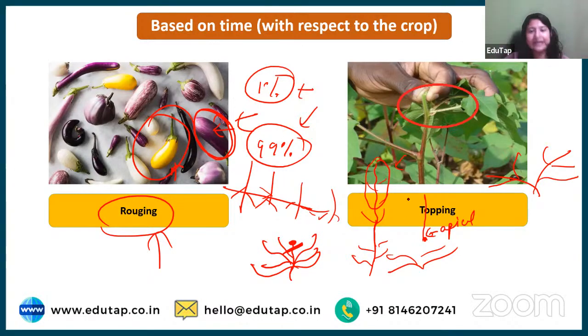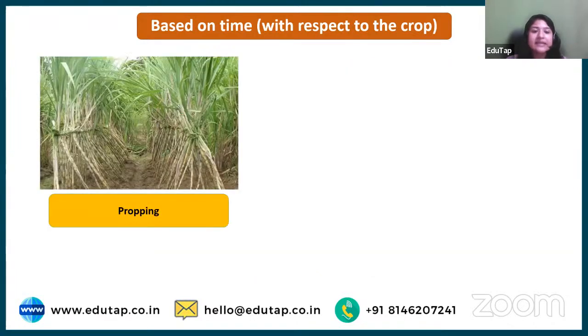To encourage the lateral branching, the apical portion of the main branch is removed. ठीक है, क्यों, किस चीज के लिए? ताकि lateral development of branches हो सके, इसको बोलते हैं topping. ठीक है. Next case we have propping.